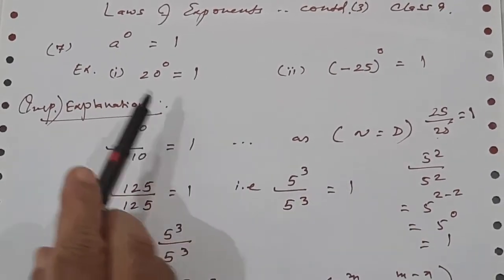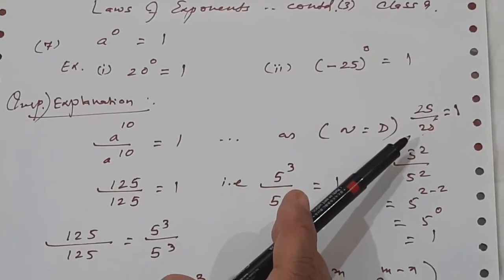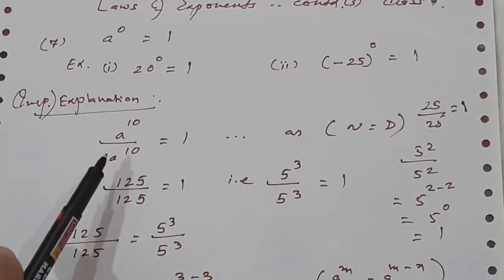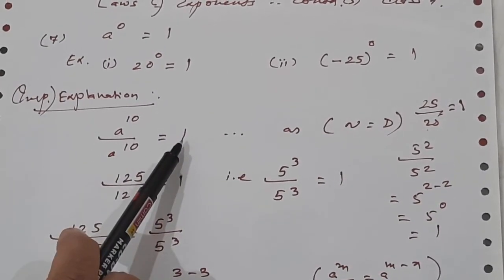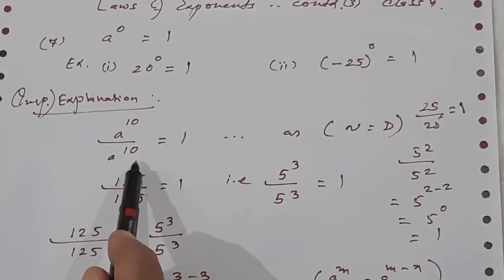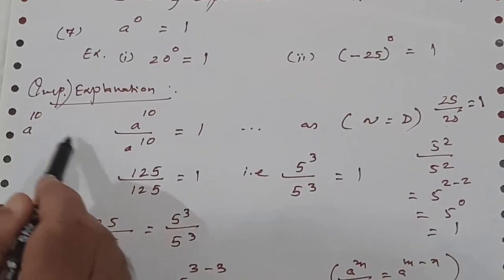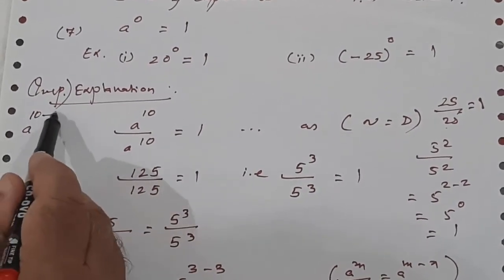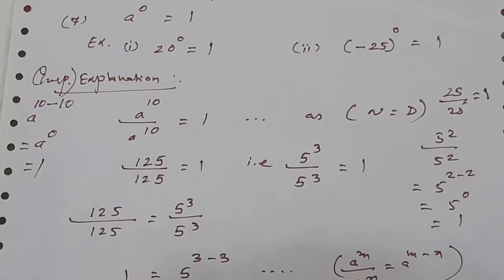So zero power means it is a division of the same number. Numerator and denominator are the same. See, a raised to 10 upon a raised to 10. So it is equal to 1 by this rule, by the law of division. And if you want the explanation of this one in this way, we can write a raised to 10 minus 10, which is equal to a raised to 0, and so it is 1.